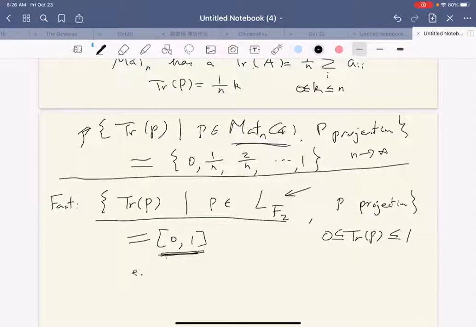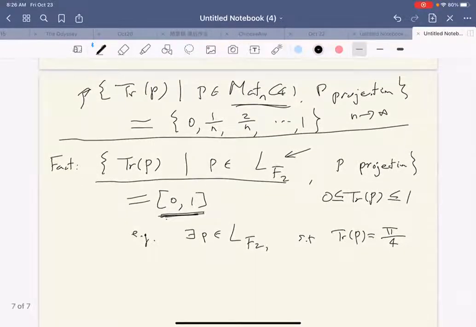For instance, you can find a projection p in the L2 such that the trace of this projection is not a rational number. Let's take pi over 4, for instance. That's an irrational number between 0 and 1. So that's a very interesting property of the II-1 factor, and von Neumann was very excited about this.